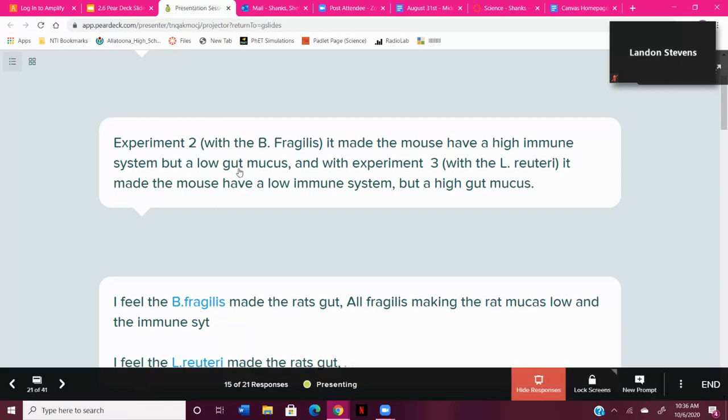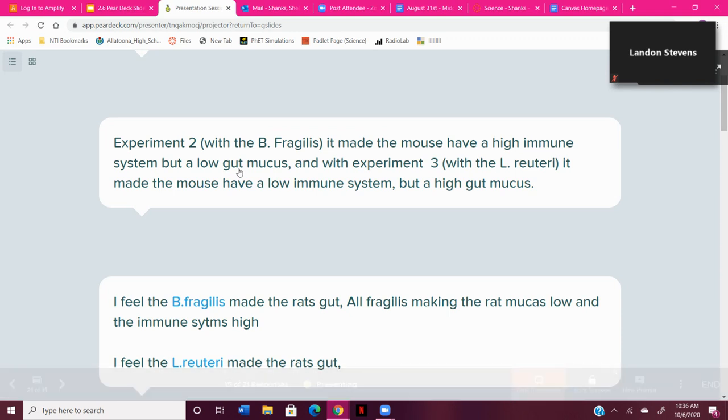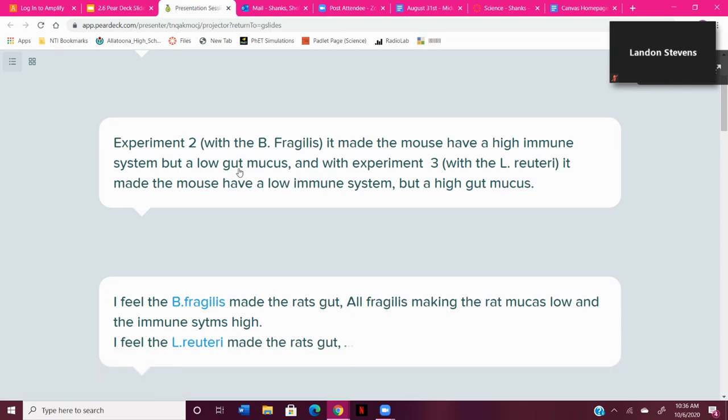Okay, so experiment 2, which was B. fragilis, it made the mouse have a high immune system but a low gut mucus. And then with experiment 3, the L. reuteri, it made the mouse have a low immune system but a high gut mucus.